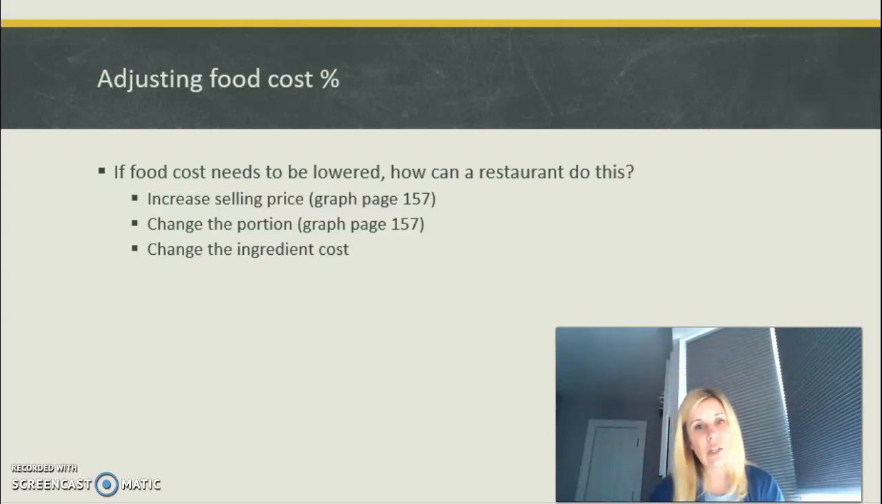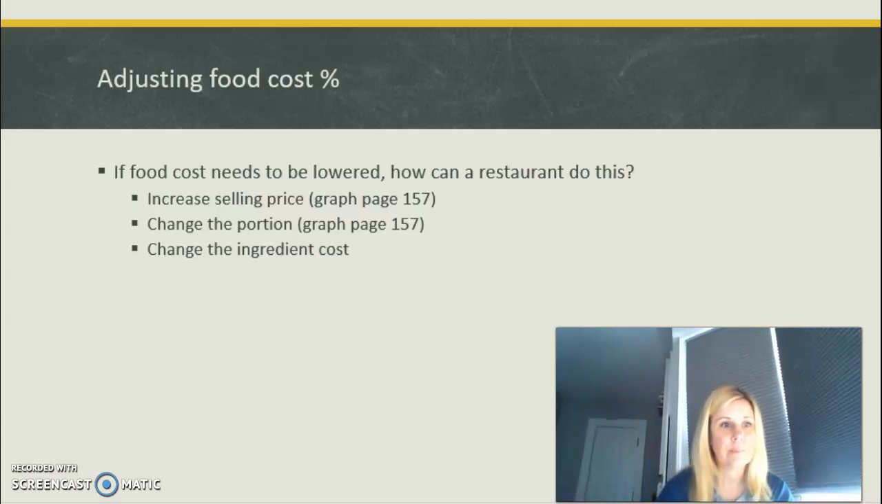You can also change the ingredient cost. Maybe you have a to-die-for burger, but when you plug in cost divided by desired food cost percent and you come up with that selling price, you think no way anybody will pay that. Well, maybe you have to change the brioche bun a little bit, or maybe you have to work with a purveyor to get a better cost on ground beef, because if you lower the ingredient cost, you will also lower that food cost percent.